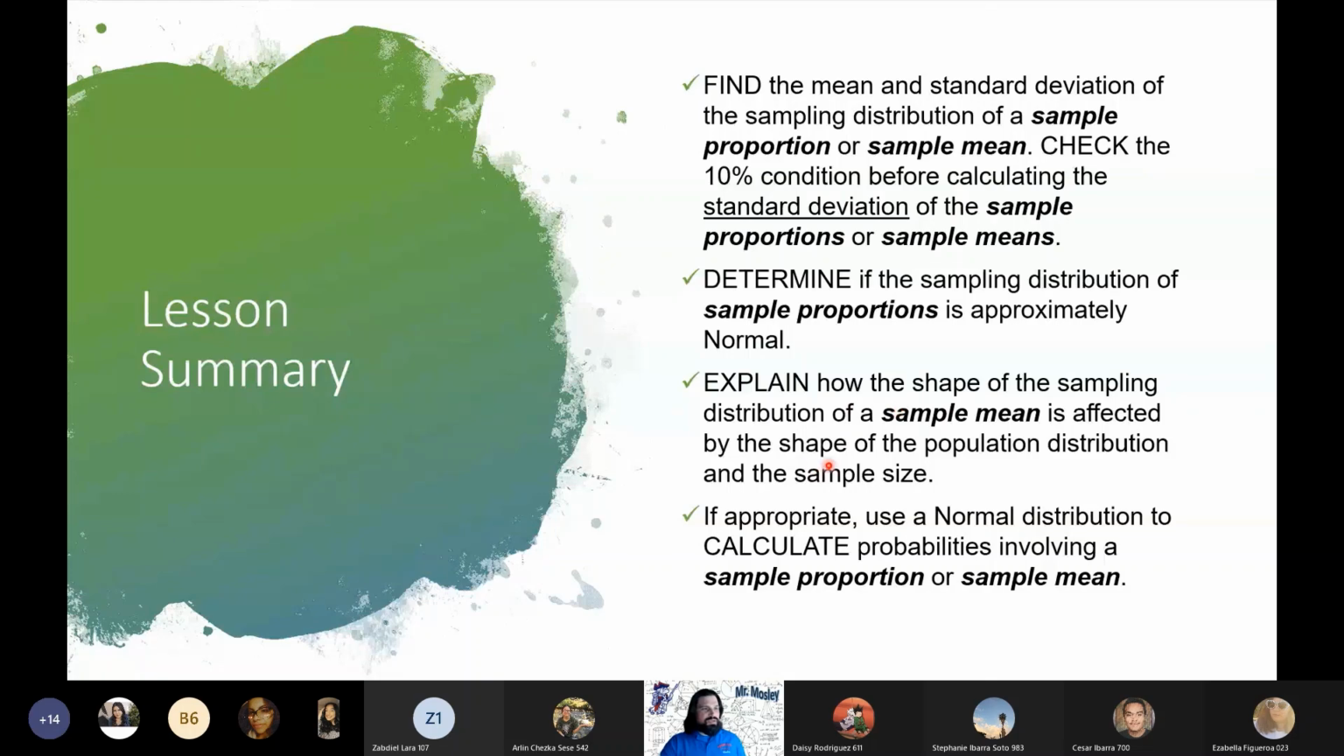We can explain how the shape of the sampling distribution of a sample mean is affected by the shape of the population distribution and the sample size. Again, this goes back to the central limit theorem. And if appropriate, we can use the normal distribution to calculate probabilities involving a sample proportion or sample mean. And that is the end.